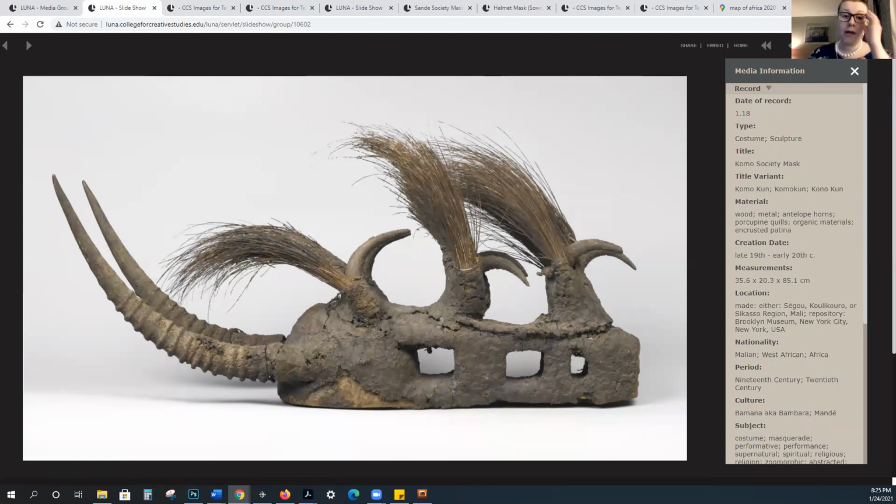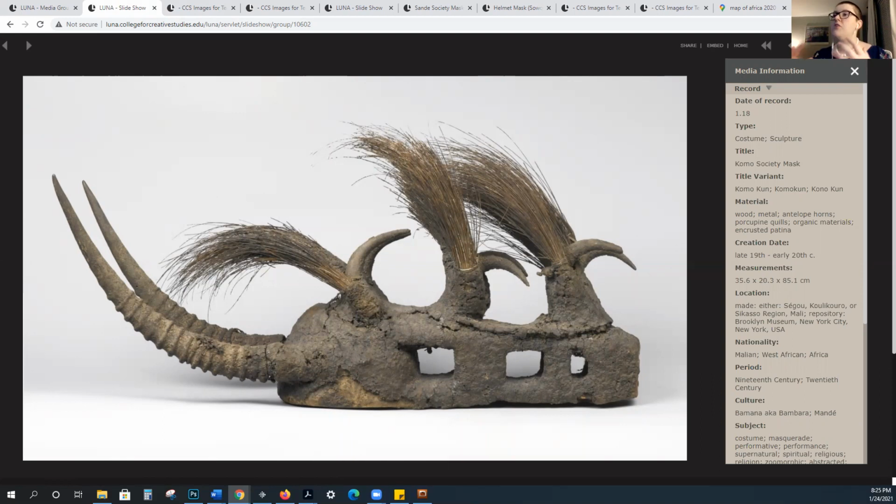So Komo is the male association. Only men can belong to the association, and it is a secret society. Women and children are not allowed in this society, obviously, because it's a male society, but they're also not allowed to observe what this society does. The head of the Komo society is called the Komo Tegi. And this is a blacksmith, and it's the head of the association.